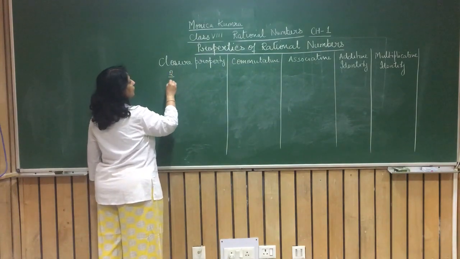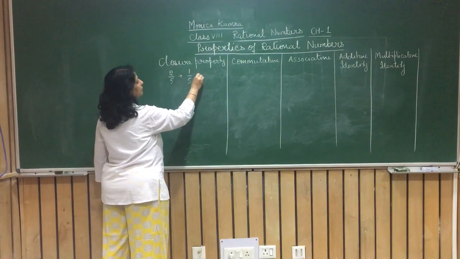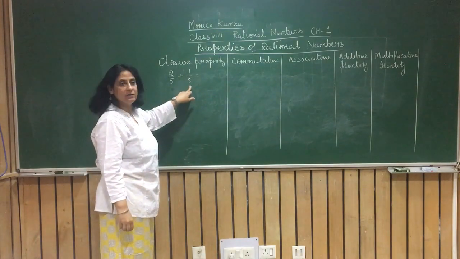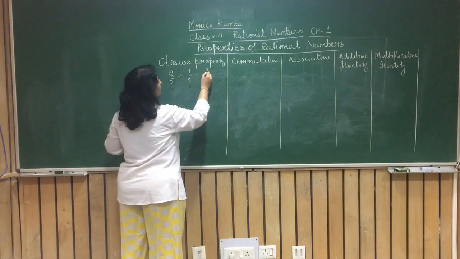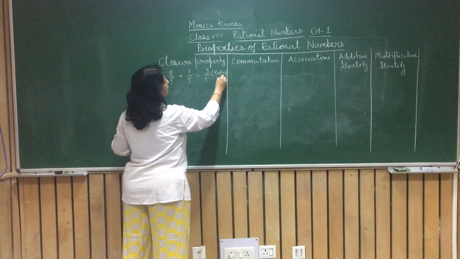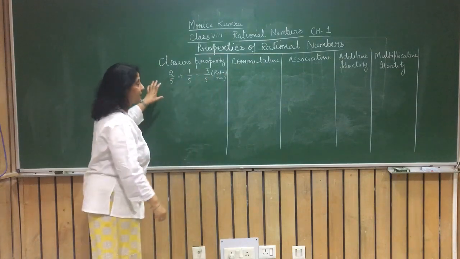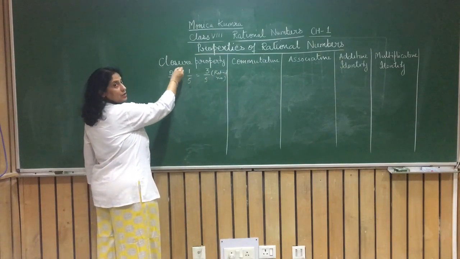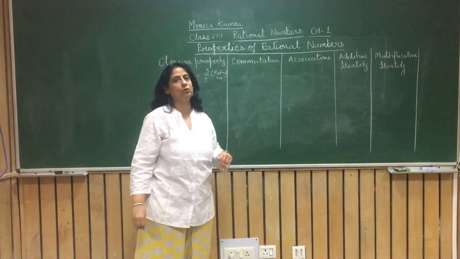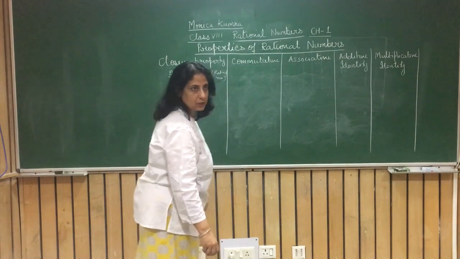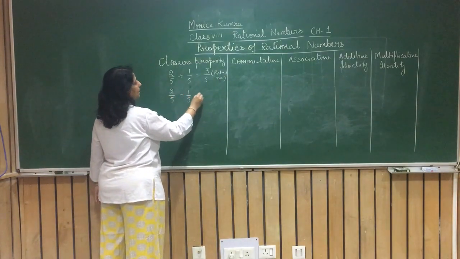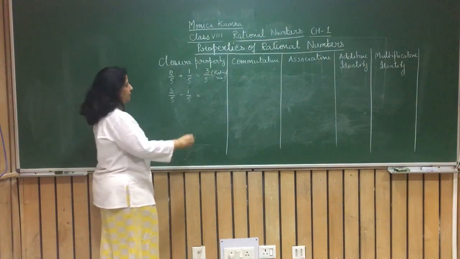Suppose 2 upon 5 plus 1 upon 5. 2 upon 5 is a rational number, 1 upon 5 is a rational number. So if I add them, I'll get 3 upon 5, which is again a rational number. So I can say that addition is closed under rational numbers, or rational numbers are closed under addition. Clear? Now what about this? Do I get the answer a rational number?